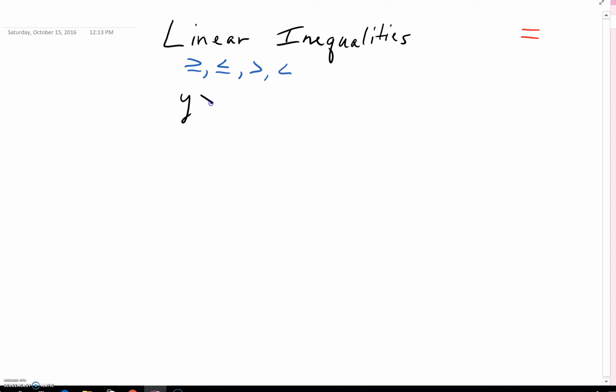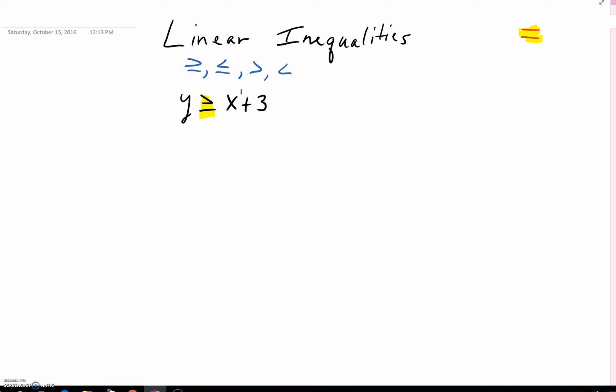So the first example that we're going to do is y is greater than or equal to x plus 3. All right, so we know that this is a linear function because we have x to the first power, so we know it's linear. And then we know it's an inequality because of the inequality symbol. All right, the difference between an equation and an inequality is in an inequality, you're solving for a range of solutions, right? And an equation will give you a specific solution, right?